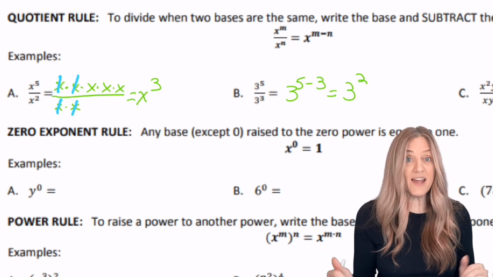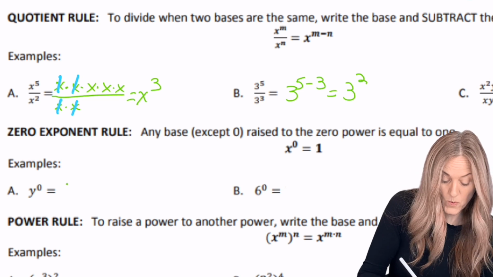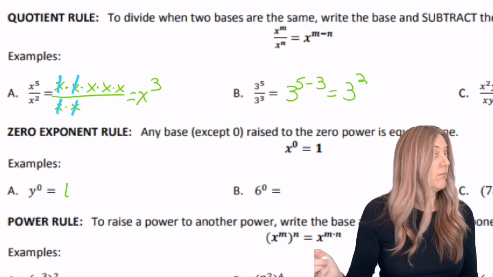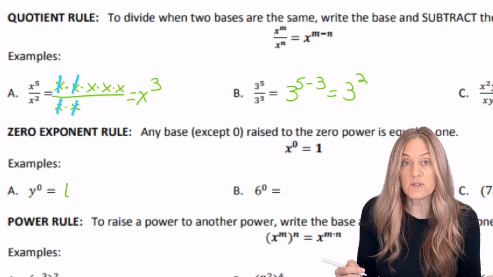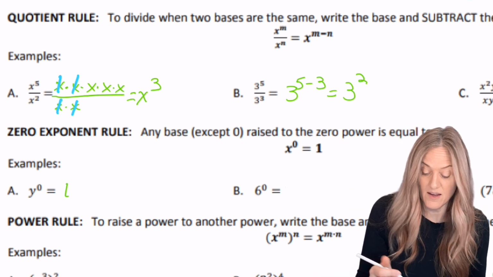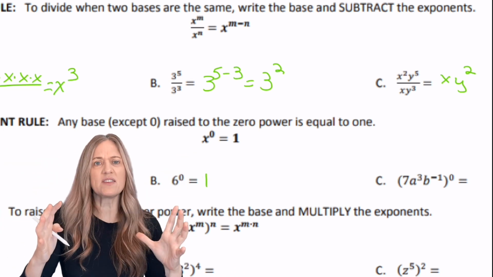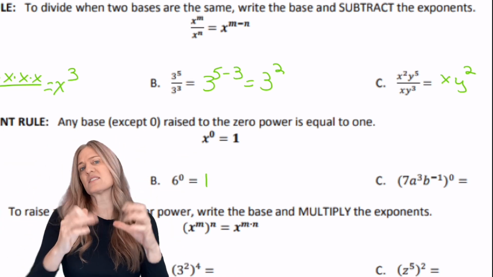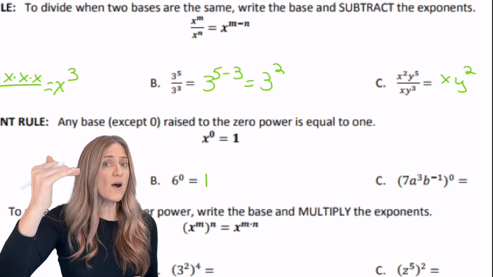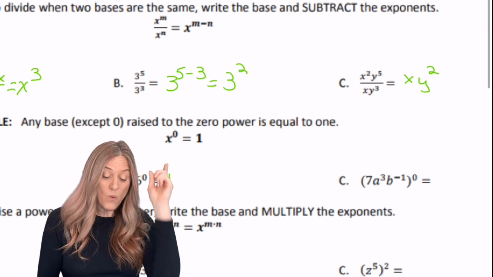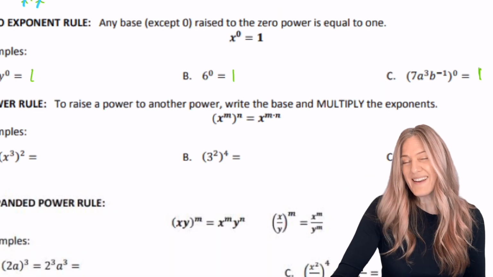So example A, y to the 0 equals 1. 6 to the 0, does it equal 6? Does it equal 0? No, it equals 1. All right, what about that last one? I got a bunch of stuff in parentheses, but the whole thing in parentheses is being raised to the 0 power. What does it equal? 1. Yes.